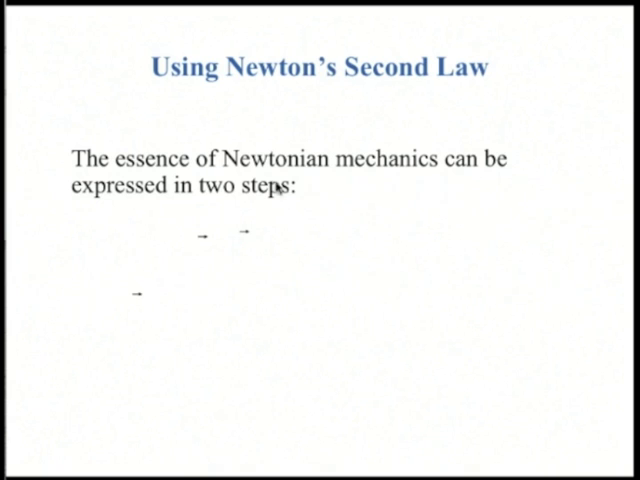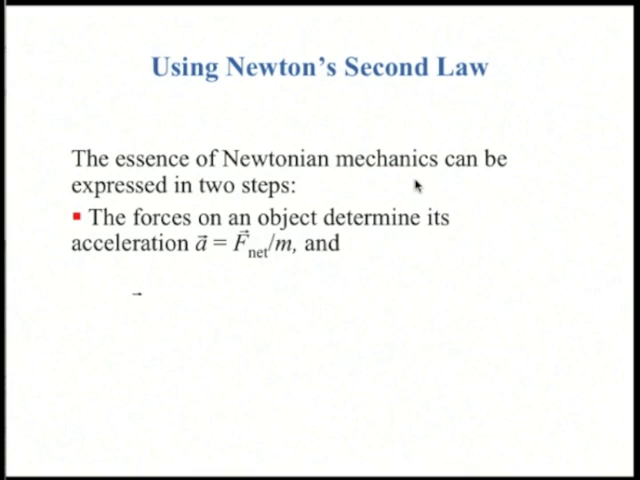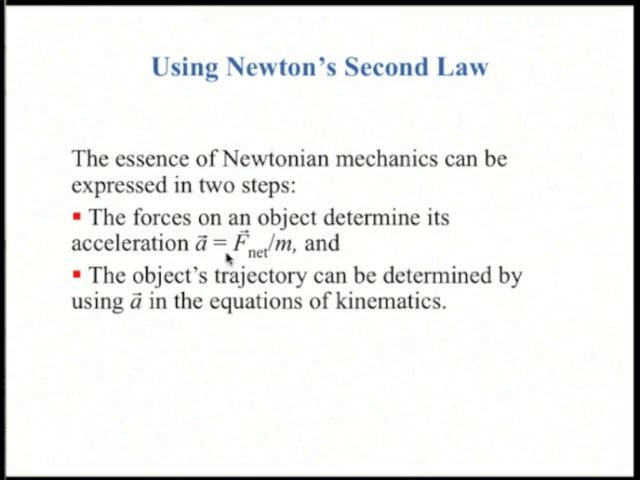Section 6.2 is on using Newton's second law. So all of Newtonian mechanics, or the basics of it, can be expressed by two steps. First, you determine the acceleration, which is the net force divided by m. And the second step is once you know the acceleration, you can find the object's trajectory.